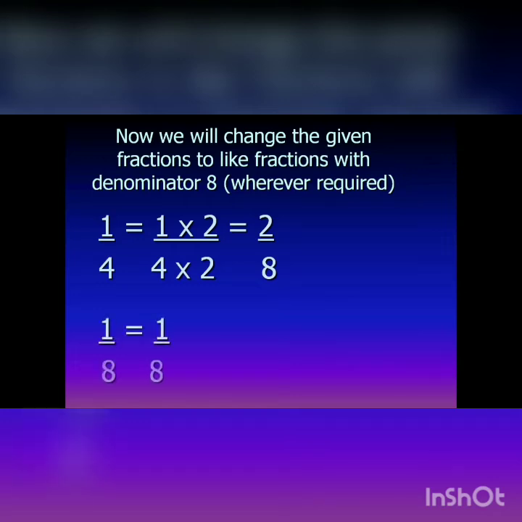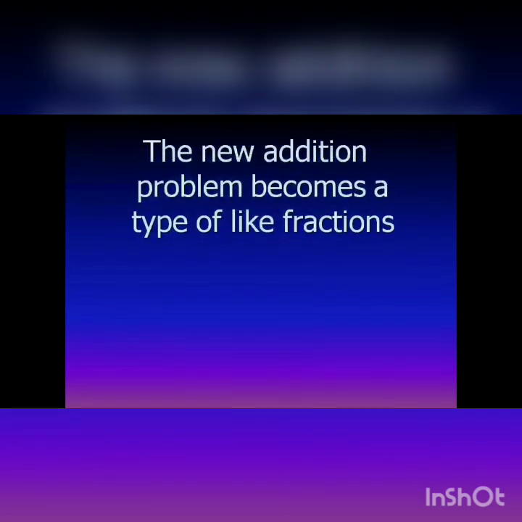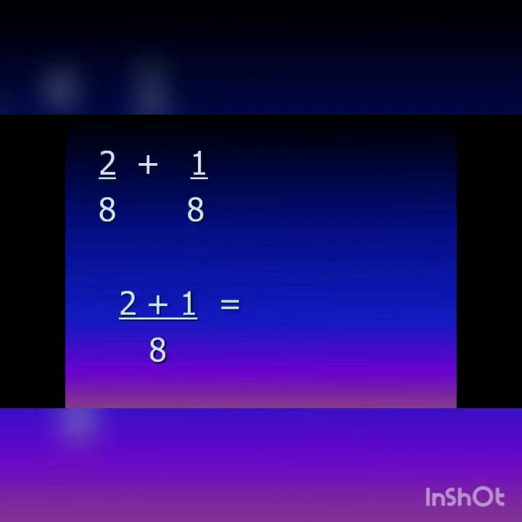In the case of 1 by 8, as the denominator is 8, there is no need to change the denominator. It means we need not multiply the denominator or numerator by any other number. So now 1 by 4 gives us the new fraction 2 by 8 and 1 by 8 remains as 1 by 8. Now these 2 by 8 and 1 by 8 are like fractions. Now we can add the like fractions 2 by 8 and 1 by 8 as 2 plus 1, which on adding will give 3 by 8.